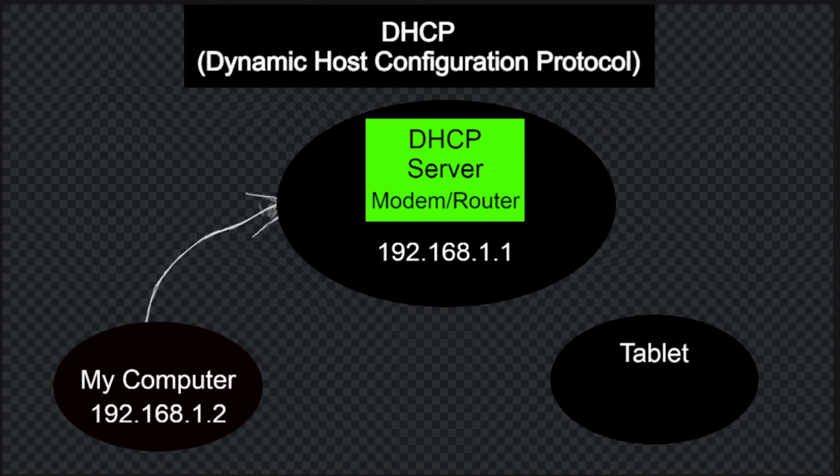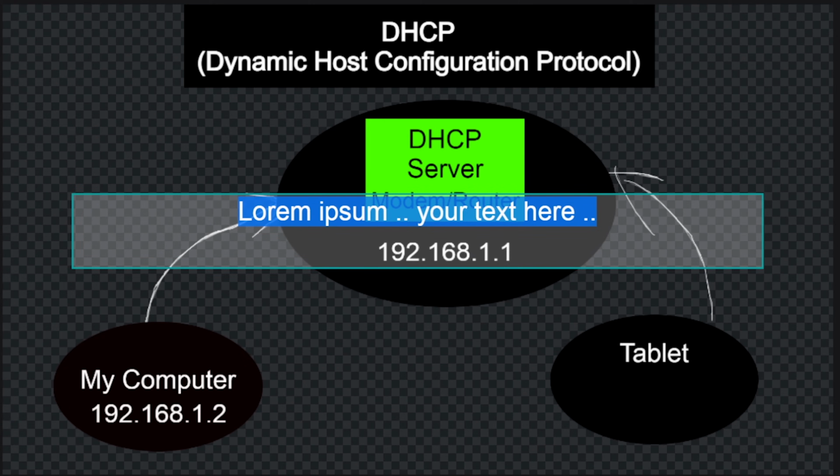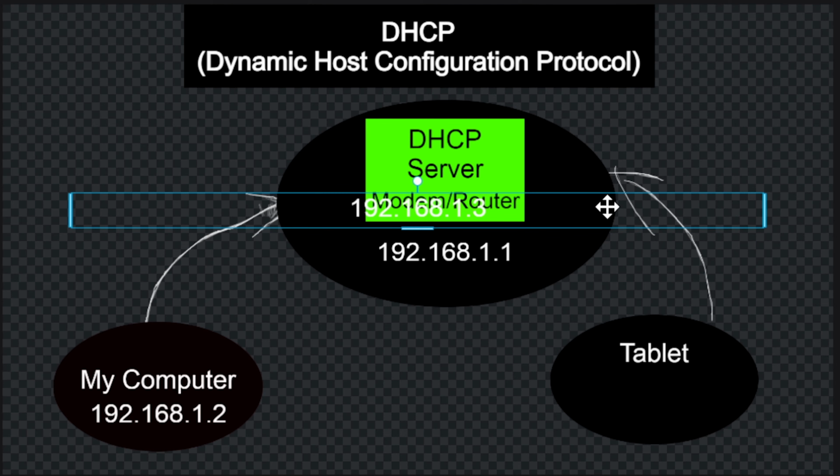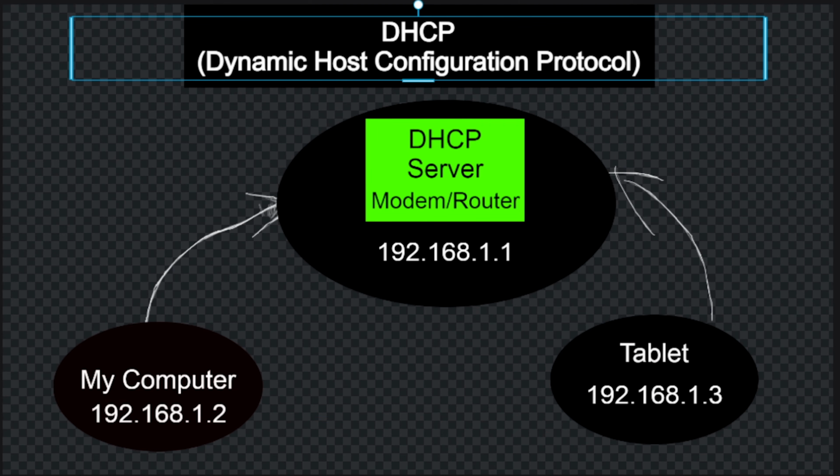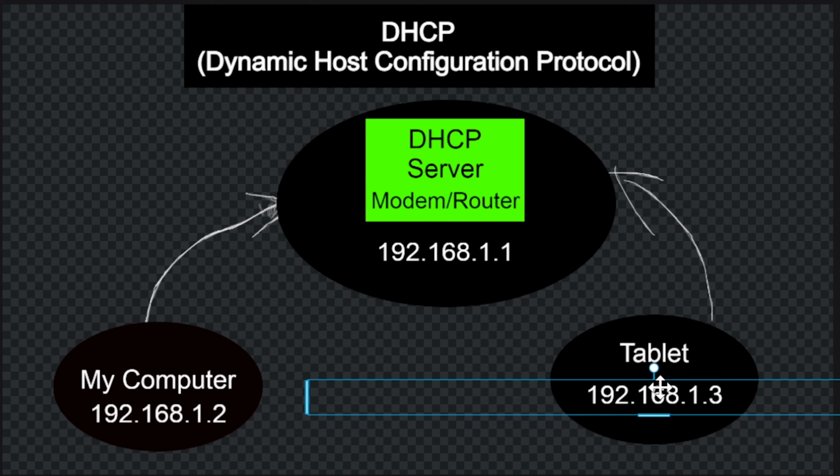And now tablet is connected. Let me do another arrow here. Now tablet is also connected to the DHCP server. So DHCP server gives it the next available IP address, which is 192.168.1.3, right? Because each component on the network has to be identified by its unique IP address. And this is important at this point, because not only do you have to identify each computer that's on the network.